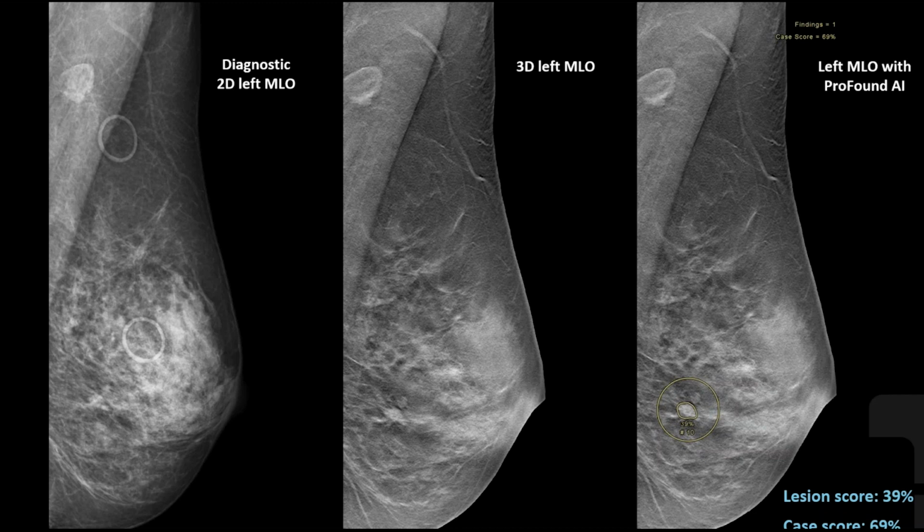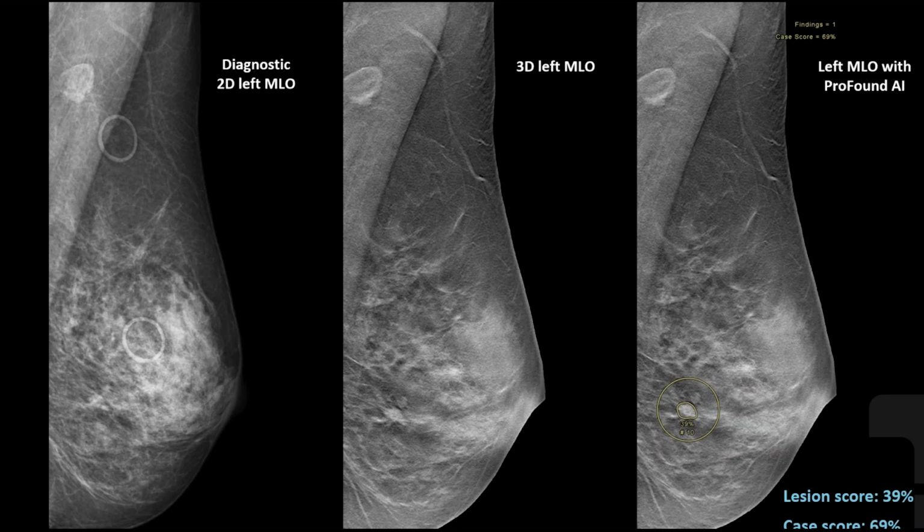So here we go to the MLO view from that same case. Again, heterogeneously dense breast tissue without a suspicious focal finding on the 2D portion of the exam. When we go to the still images from the 3D, I've frozen it on that suspicious slice where I can see that very subtle area where it's just slightly denser than the tissue around it, maybe a little bit of architectural distortion, but very subtle to pick up prospectively until we see the detection of the Profound AI, where the right-hand image shows the detection, making it a much more conspicuous area of concern.